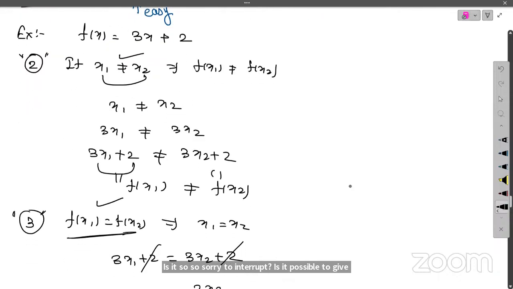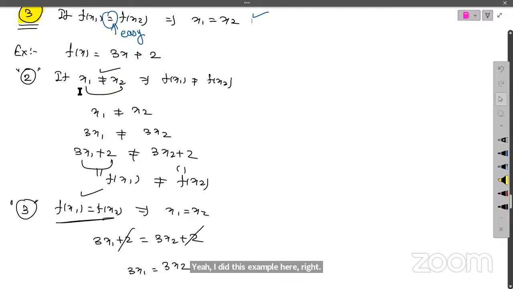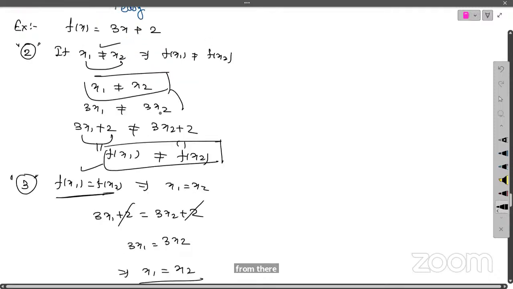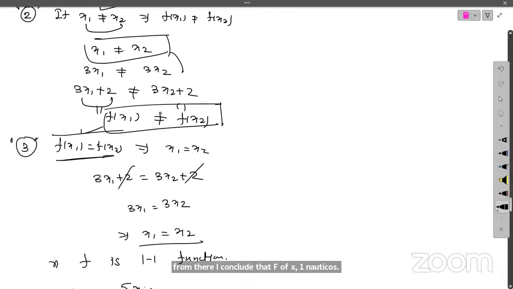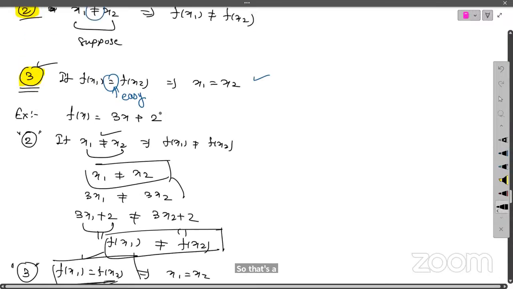Take this example: f of x is equal to 3x plus 2. Here first I assume x1 not equal to x2. This is my assumption. And from there I conclude that f of x1 is not equal to f of x2. But in the second way, I assume f of x1 is equal to f of x2, and then I conclude x1 is equal to x2. That's the reverse thing. Here you are writing the same notation.